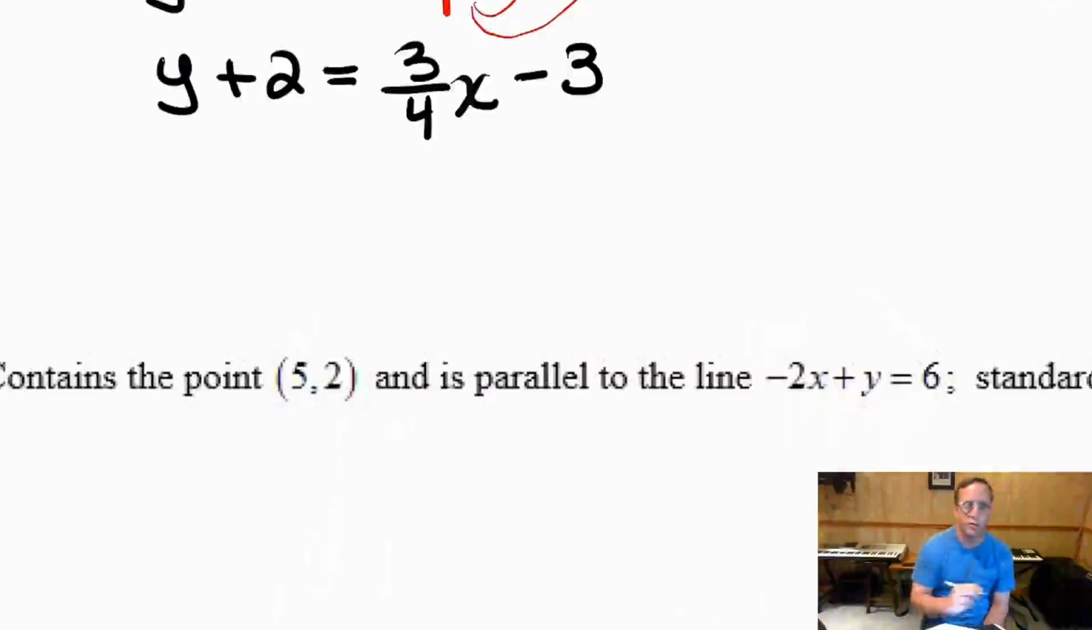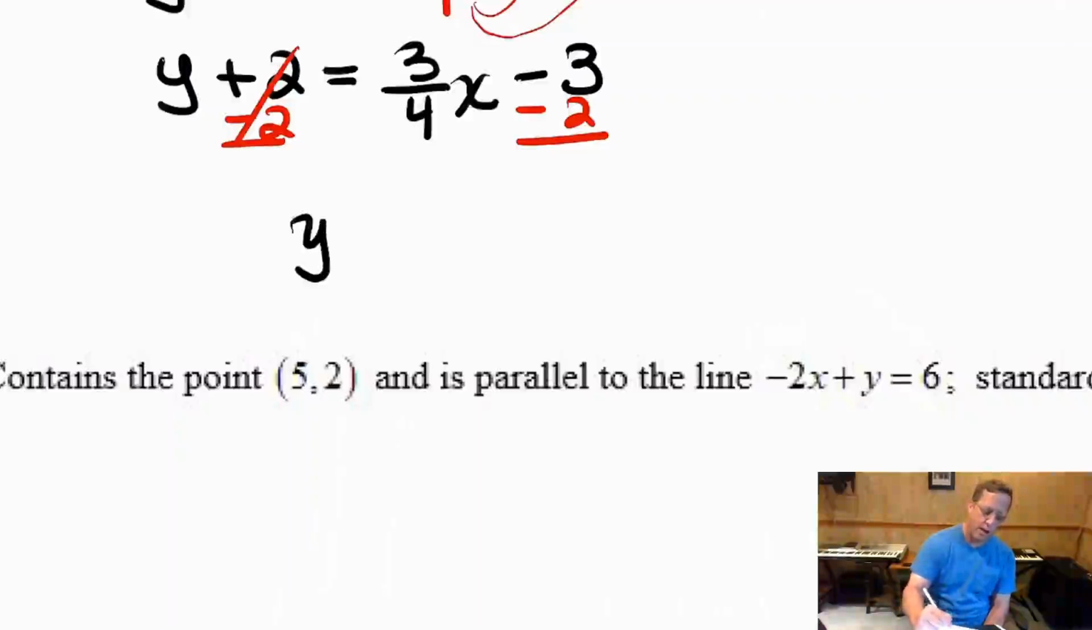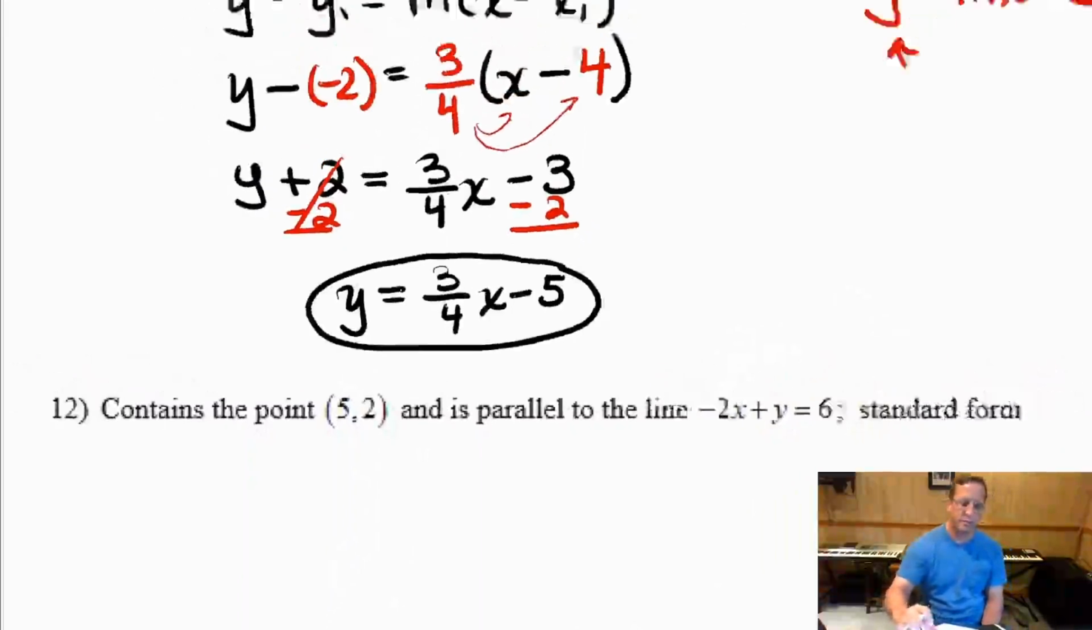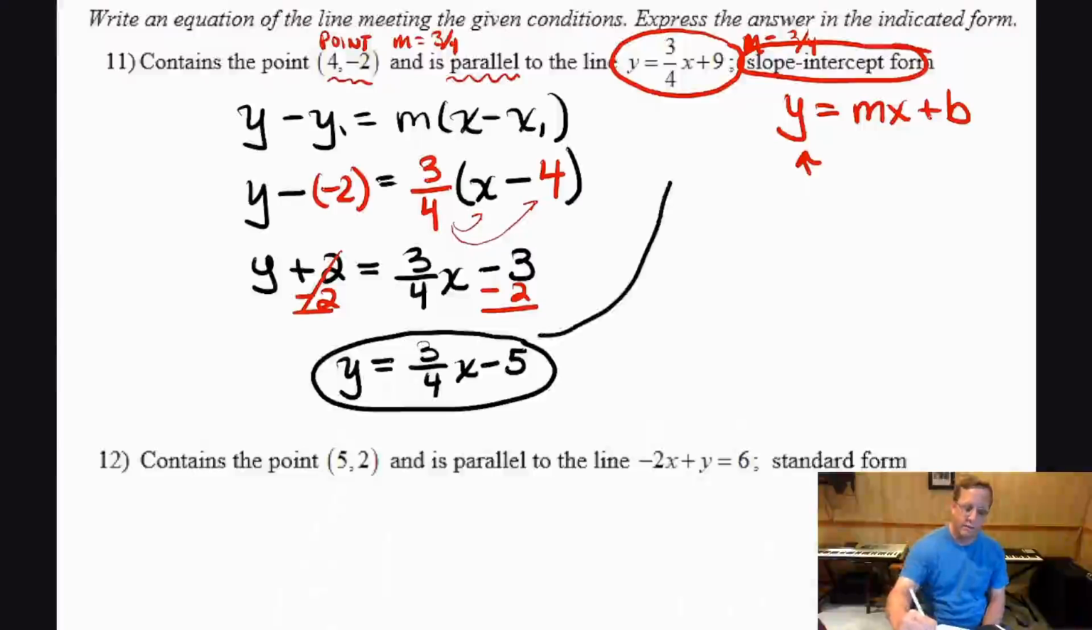Now it's almost in slope-intercept form. All we have to do is move that 2. So subtract 2 from both sides. And you get y equals 3/4 x minus 5. And that's all we have to do. And that's going to be parallel to that original equation. Notice they have the same slope and they have different y-intercepts. One of them has a y-intercept of 9 and the other one has a y-intercept of -5.